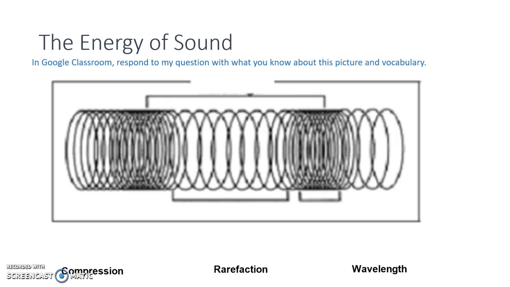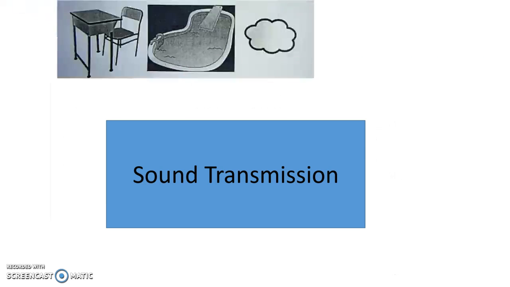So anyway, getting into the lesson, my first slide, I had the kids get on my Google Classroom. They responded to a question I had set up for them to get that prior knowledge going. And then I had kids come up to the board and fill in the correct compression, rarefaction, wavelength based off of the picture that was in front of them.